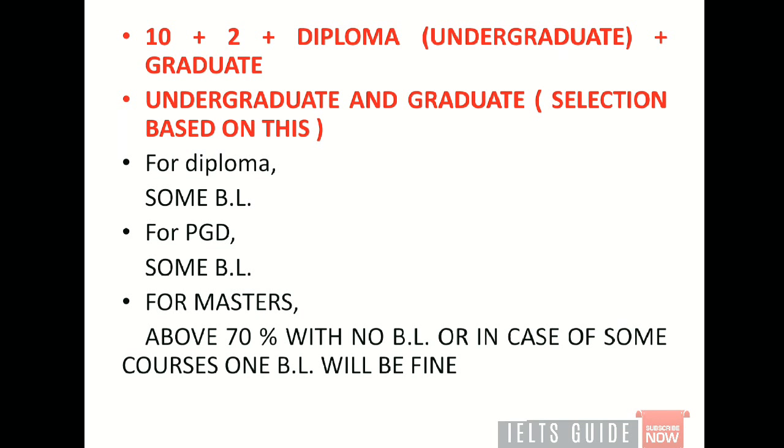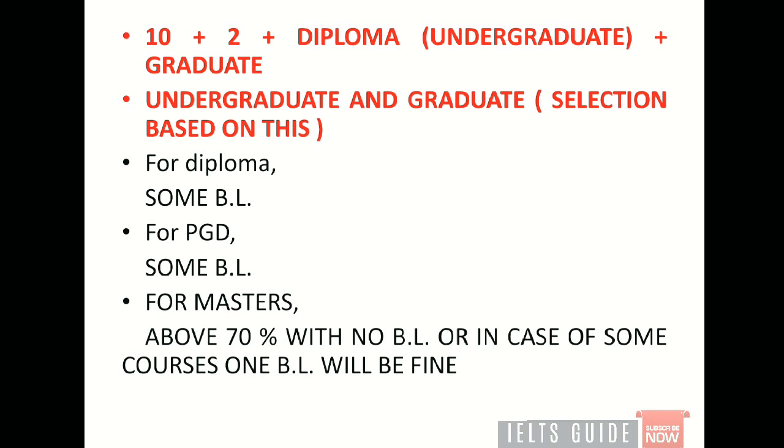Okay, now if you haven't done 12th, it is okay. If you have done 12th, it is okay. But if you have done undergraduate and graduate, meaning you have done diploma and your bachelor degree, then your 12th will not be considered. Once you have a diploma certificate, they will not consider your 12th score, so your selection will be based on your diploma as well as your graduate degree, meaning your bachelor degree.